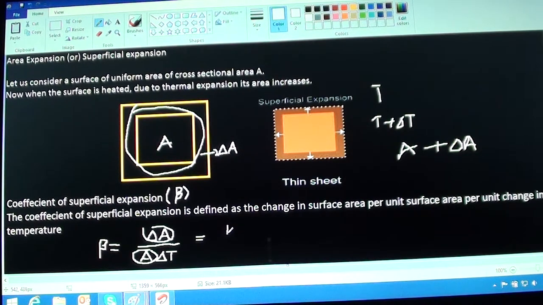Now let us get to the SI unit for that. Area is in meter square, and area again in meter square, and temperature in Kelvin. You can cancel meter square and meter square, so you get per Kelvin.